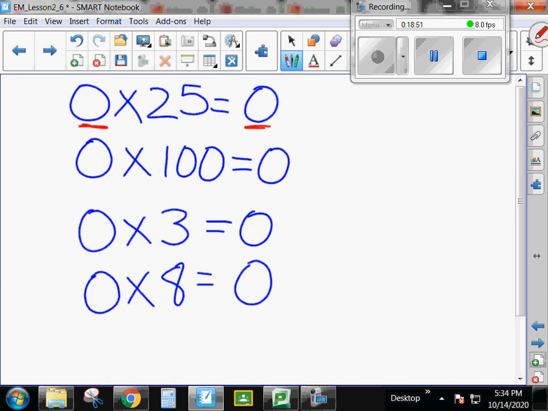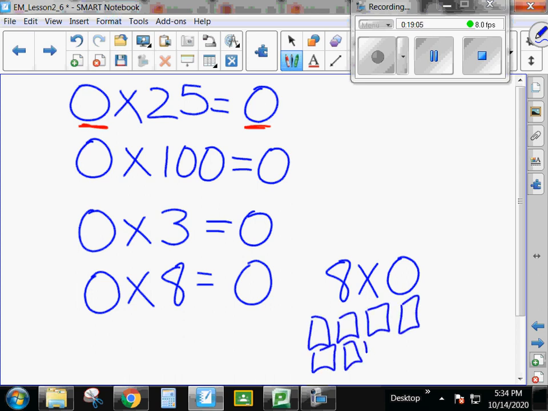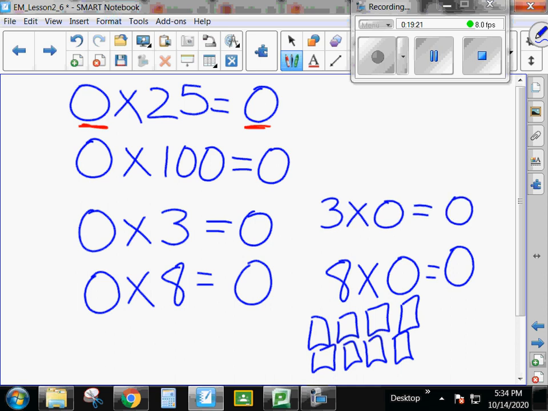Okay, maybe I have 8 packages and each package has 0 in it. So I have 8 groups, 1, 2, 3, 4, 5, 6, 7, 8, but I have 0 in all those groups. Well, what do I have? I still have 0. I have 3 groups, but there's 0 in each group. I still have 0. Okay, so the 2 new multiplication facts, we worked on anything times 2, times 5, times 10. Now today, this seems like a simple one, but it's amazing how often boys and girls will get this one wrong. They really kind of get mixed up with the times 0 and times 1.